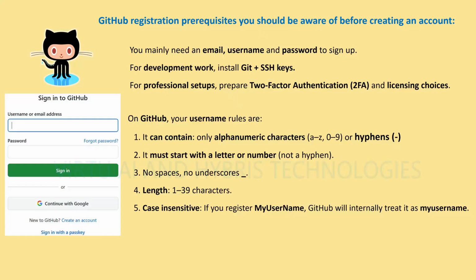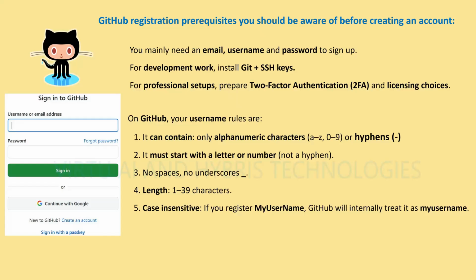On GitHub, your username rules are: it can contain only alphabetical characters, that is from small a to z, numbers 0 to 9, or hyphens. It must start with a letter or number, not a hyphen. While creating a username, it should not contain any spaces or underscores, because if you try to use them, it won't allow. So namespaces must not contain spaces or underscores.